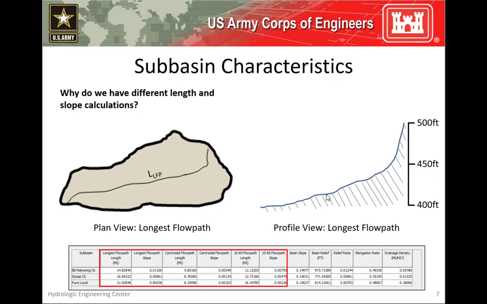Empirical equations have been developed for specific regions of the U.S. and for specific subbasin types that use a variety of lengths and slopes to estimate subbasin parameters such as lag time or time of concentration. In another video, we'll talk about how you can use some of these different flow path lengths and slope calculations to quickly initialize parameter estimates in your HMS model.